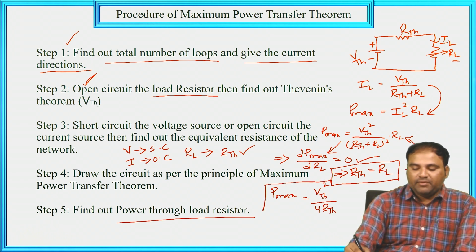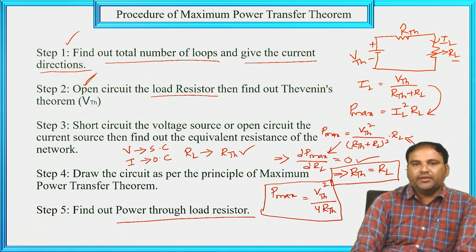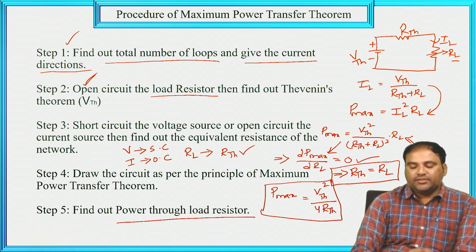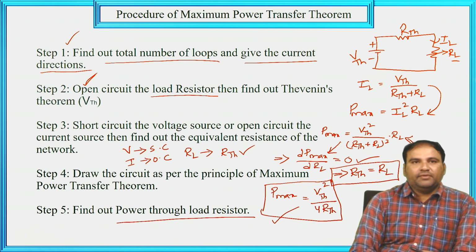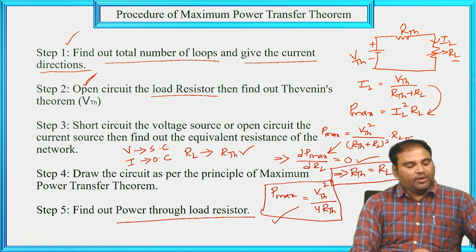So maximum power equal to VTH square divided by 4 into RTH. By using this equation, we can calculate the power through the load resistor. Okay, so now we'll go for one problem here.